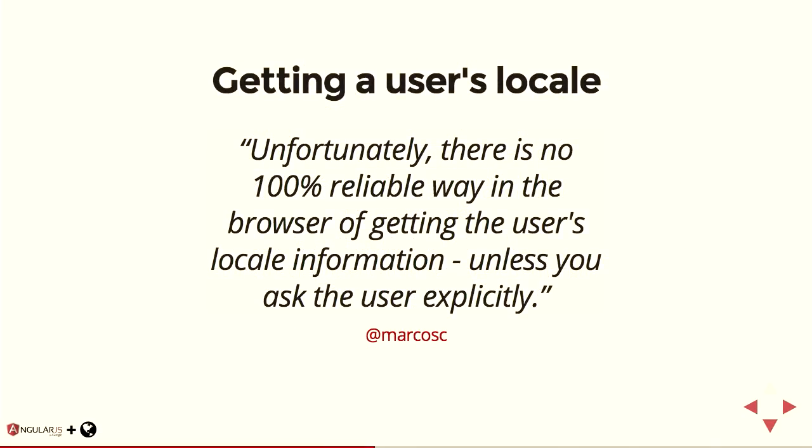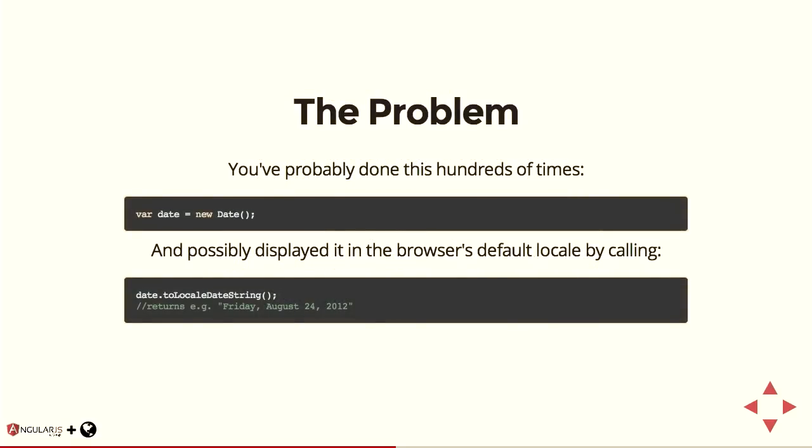So this leads us to the problem of actually figuring out where the user is, right? What does the user prefer? Does he prefer English? Does he prefer French? Does he prefer Chinese? How do you go about actually getting this information to begin with? If you talk to Marco, who's a web developer at Mozilla, he'll tell you that there's no 100% way of reliably getting this information. There are a couple of hacks that we'll talk about, but they're not the right answer, right? So you've done this 1,000 times.